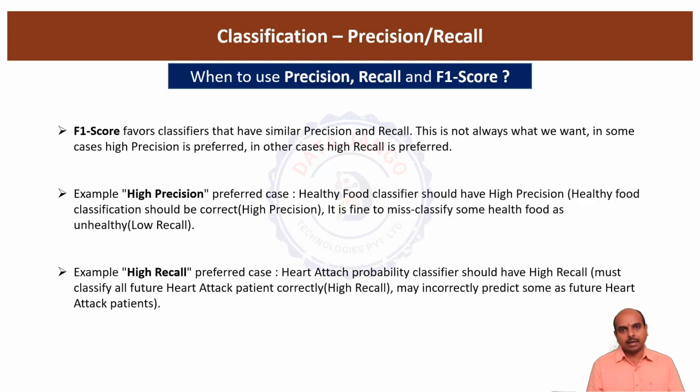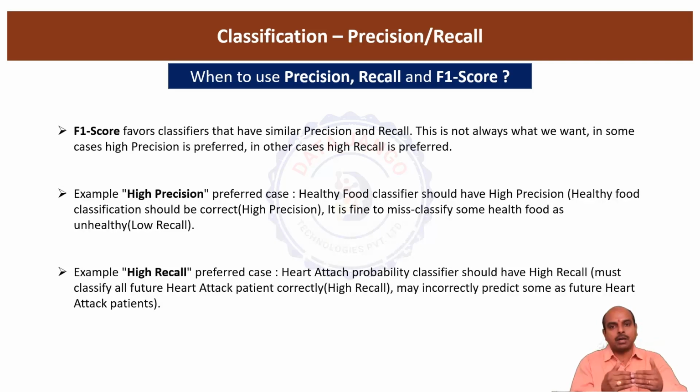And when you are trying to build a heart attack predictor, recall should be high, because when you are predicting somebody is prone to get a heart attack, that means in the real data set, however many heart attack patients there are, all should be predicted as heart attack prone, people who will get it in the future. If you don't do that, some people may take it easy and not eat in a proper order and not do exercise, and they may get into trouble. So the heart attack predictor should give high recall.